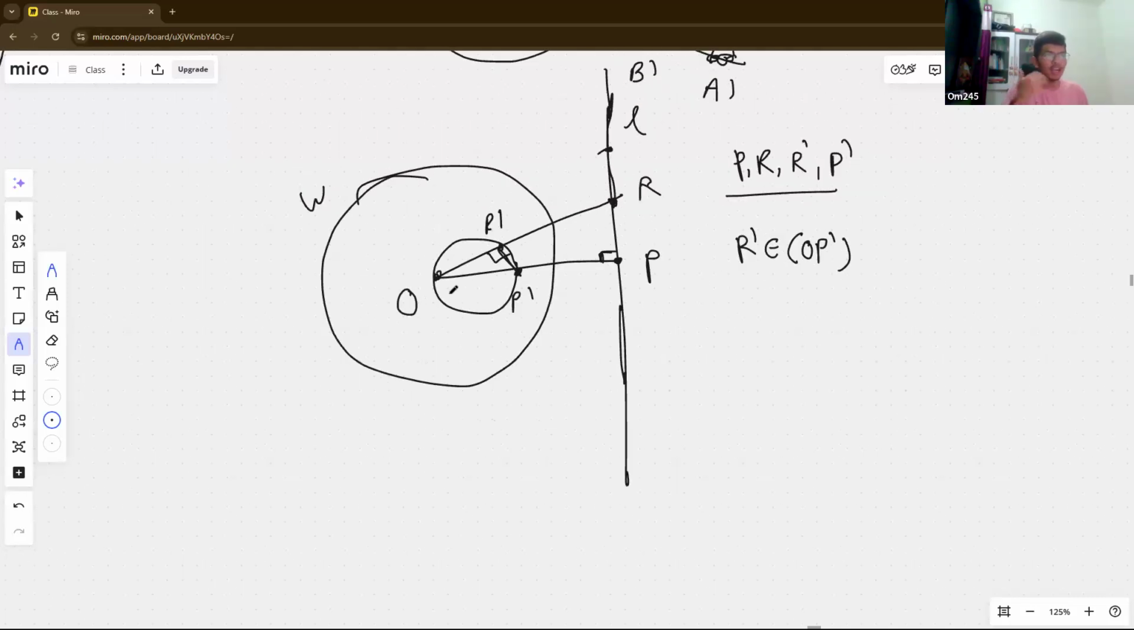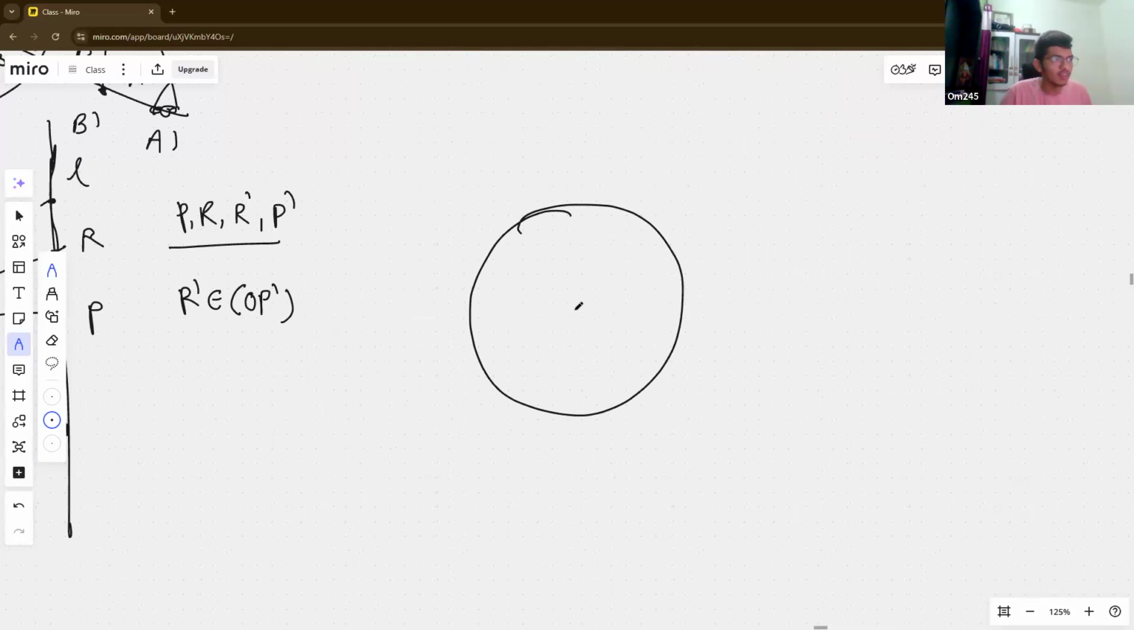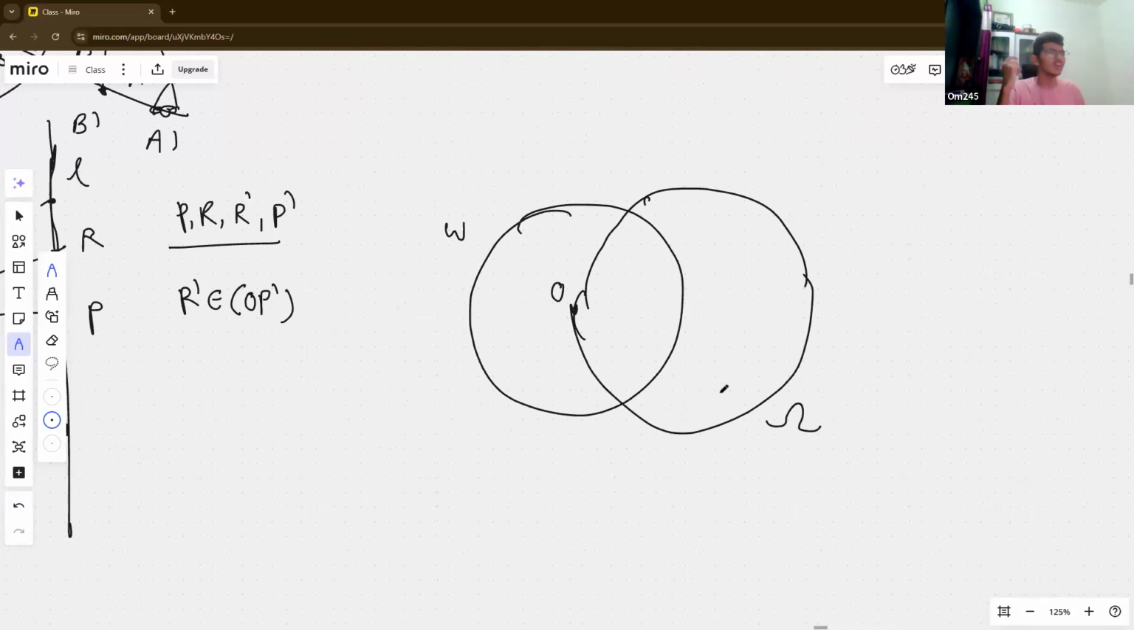Now we will also use one of the nice properties of inversion. Suppose you consider this circle O, omega. Now consider any random circle. This is another circle, and now we invert this circle. Where will this circle go? Anyone have guesses? Except the people who already know.